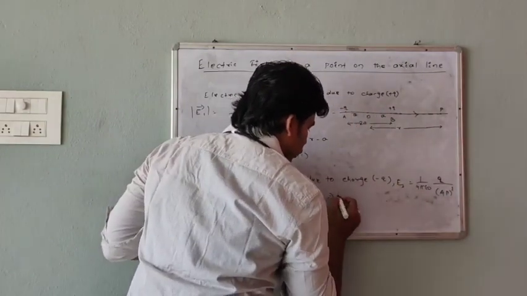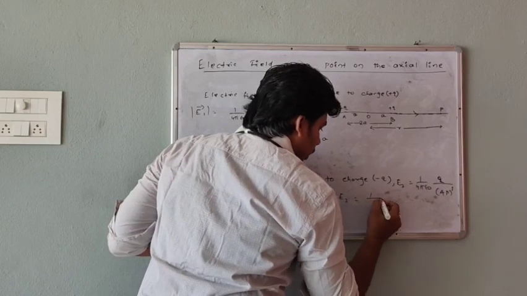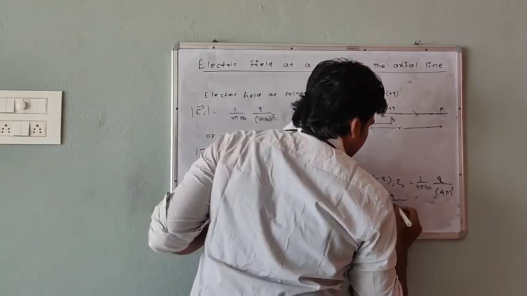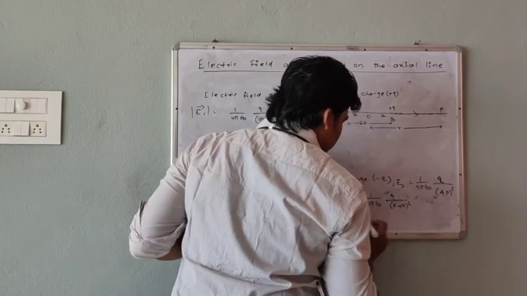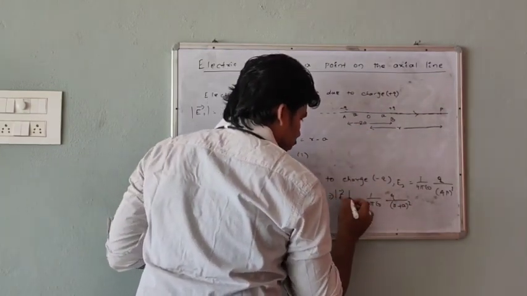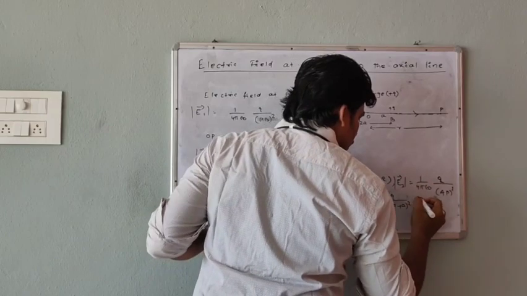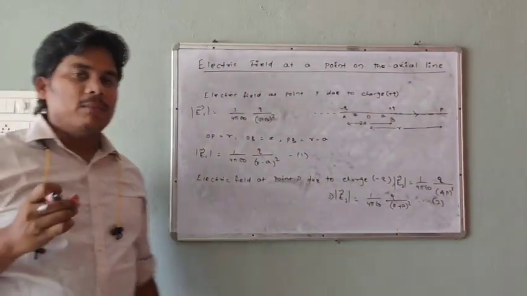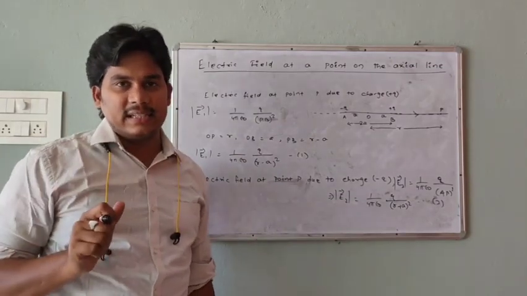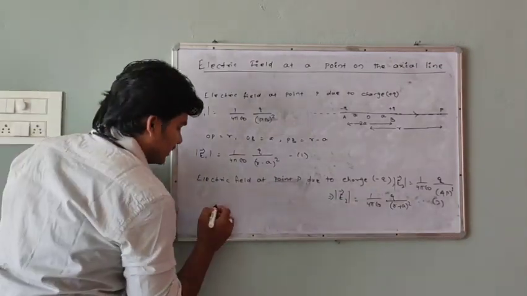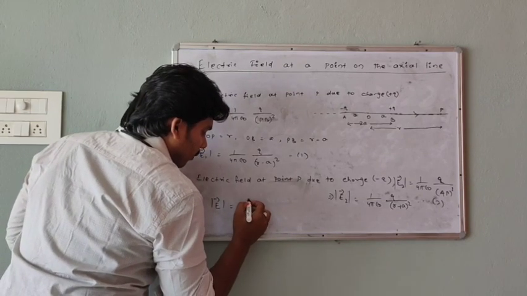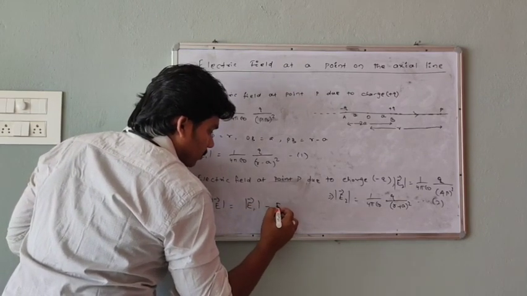Then E2 equals 1 by 4 pi epsilon naught, Q by (R plus A) whole square. Remember, this is only the magnitude. This should be equation 2. Now we find the resultant electric field intensity. This resultant electric field intensity E equals E1 minus E2.